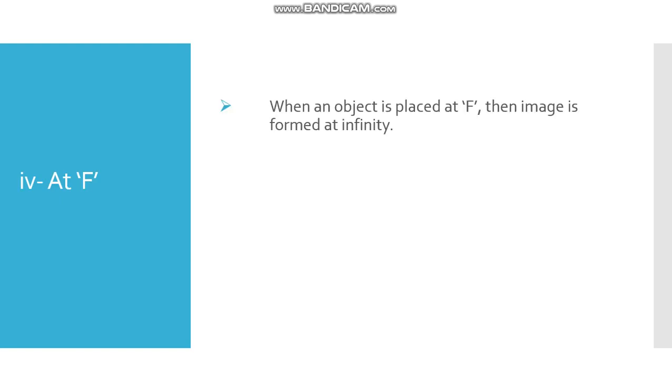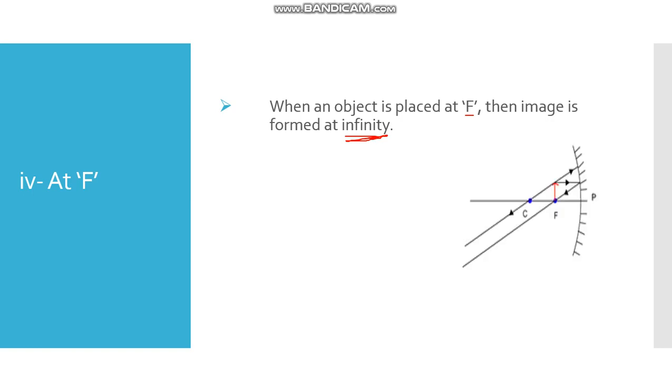Okay, now we are getting the object much more closer to the mirror. So the position would be at F. It means at principal focus. So when an object is placed at F, then image is formed at infinity. So again here you have to remember this. Whenever an object is placed at F, which is the principal focus, the image is formed at infinity.